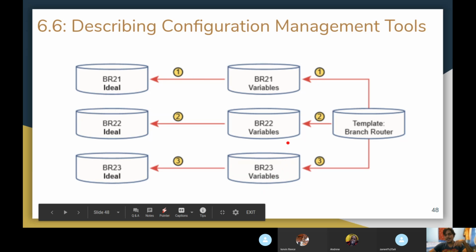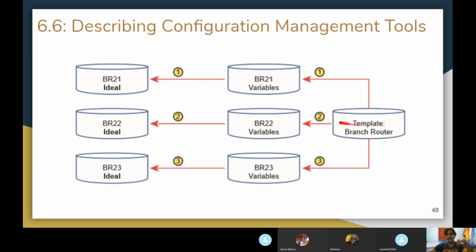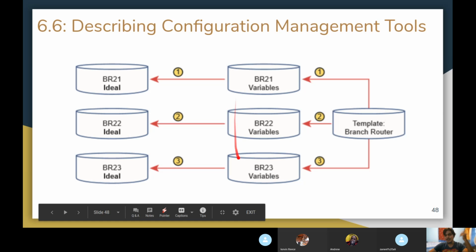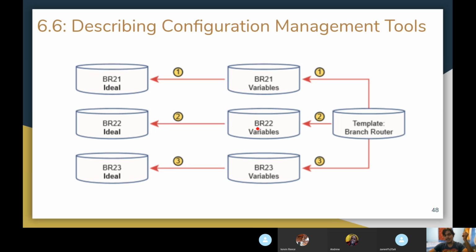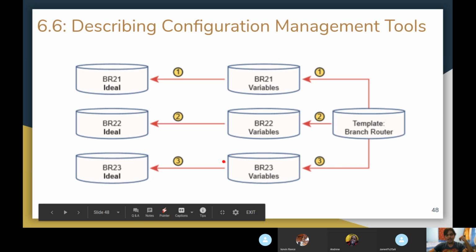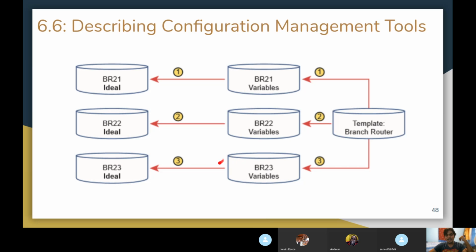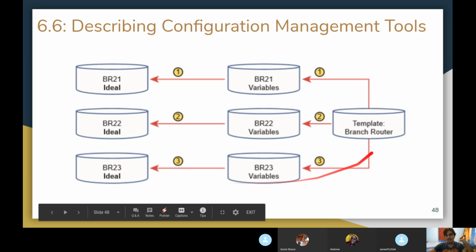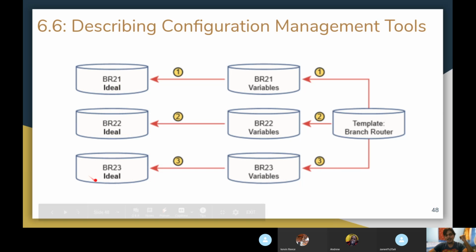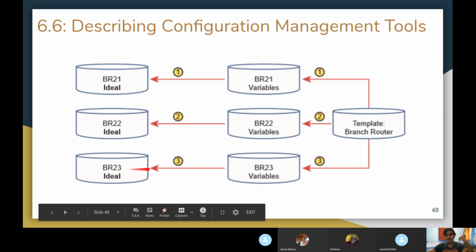So all of those missing places where we have hostname blank, this part of the process will populate that and say hostname BR21, hostname BR22, hostname BR23. And when we finish populating that, we have the ideal configuration for that branch router. So we have this master template, and now we pass it through this stage in the process where everything will get populated with the correct values from these variables. And then we have that ideal configuration based on that template.